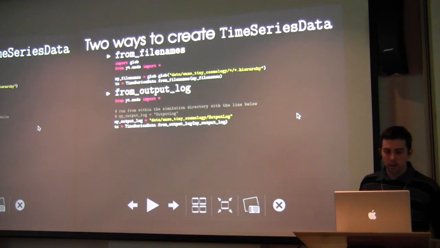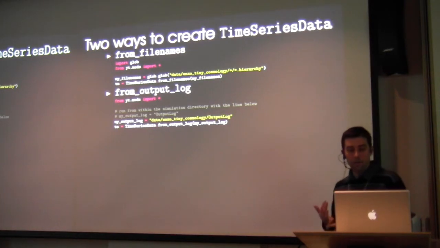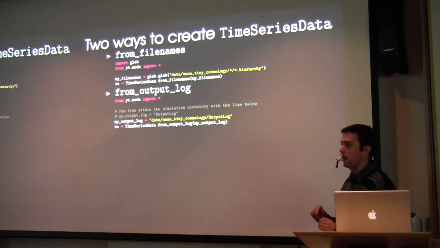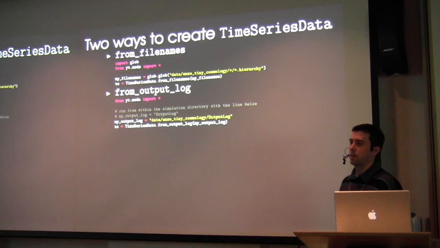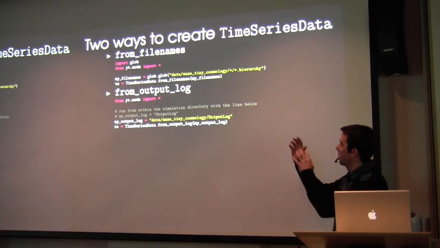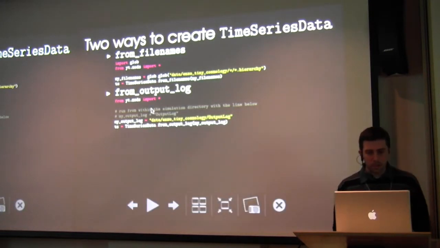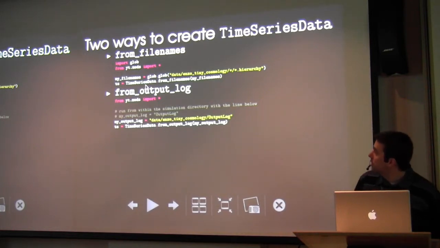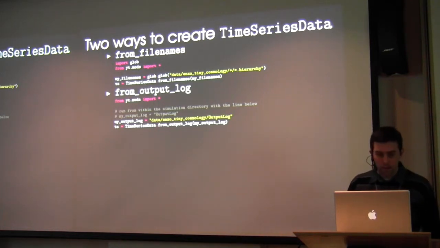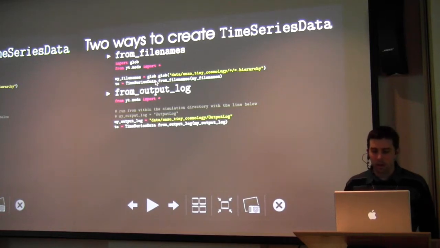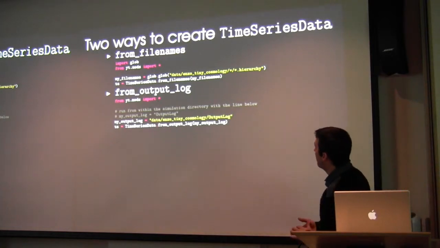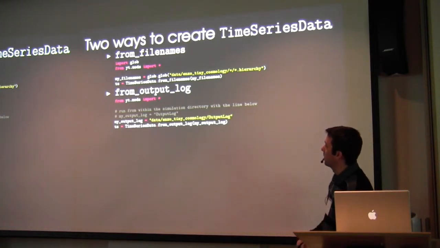So you can instantiate a time series data object essentially two ways. It works a little bit different from instantiating other objects by just saying my thing equals this object. Instead we have these methods that lead to instantiating these objects. One is with TimeSeriesData.from_filenames, and that's where you simply give it a list of all the dataset file names that you want to use.